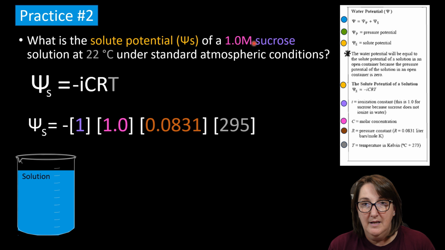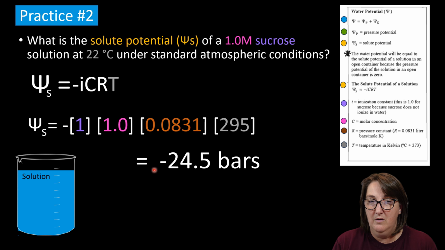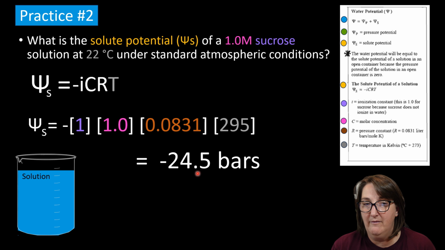So now I plug everything in. So I have 1, 1, my constant, and then I have my temperature here, and then I'm going to multiply those together. And remember, it's all negative, so I'm going to have a negative number, which is negative 24.5 bars.